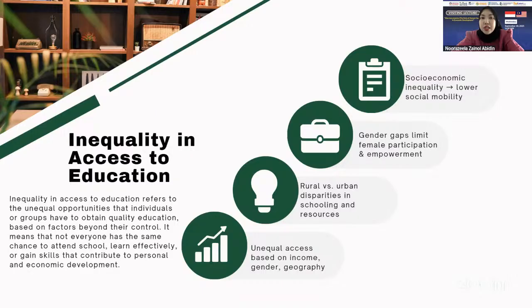And then gender inequality is another concern. Okay, in some regions, cultural norms or economic pressure restrict girls' access to education, limiting their future employment opportunities and empowerment. So socio-economic inequality creates a cycle, meaning that lower education access leads to reduced skills and productivity, which then perpetuates poverty and low social mobility.